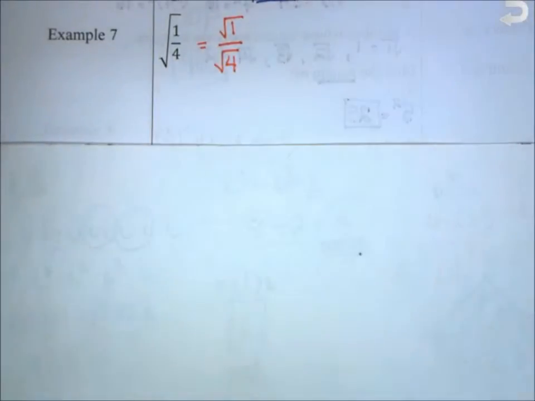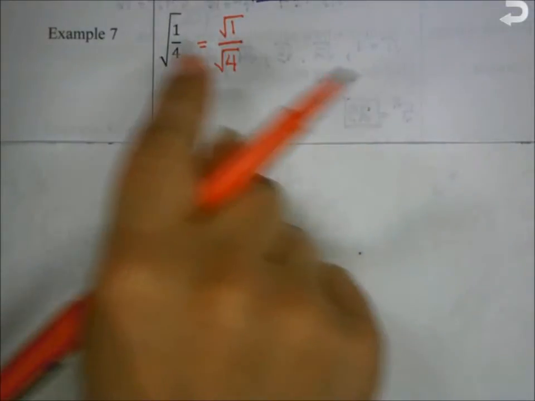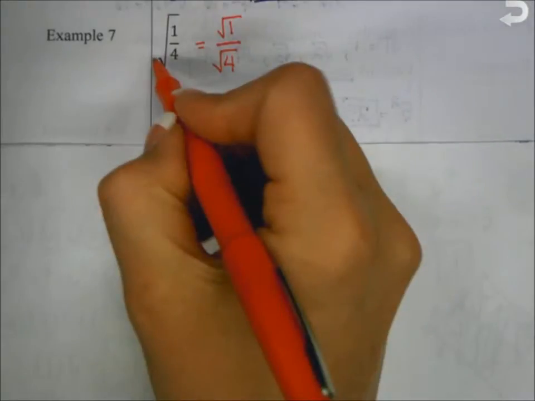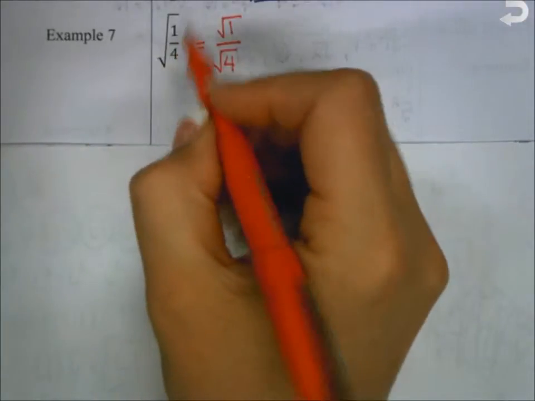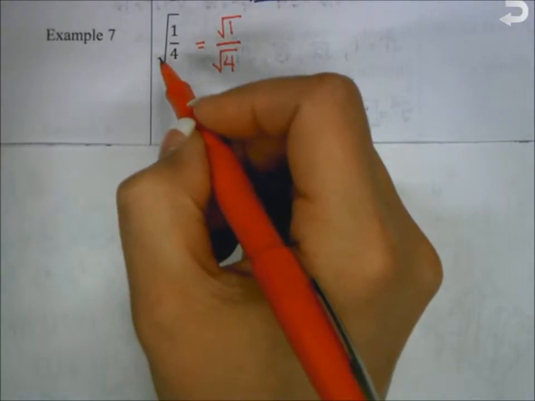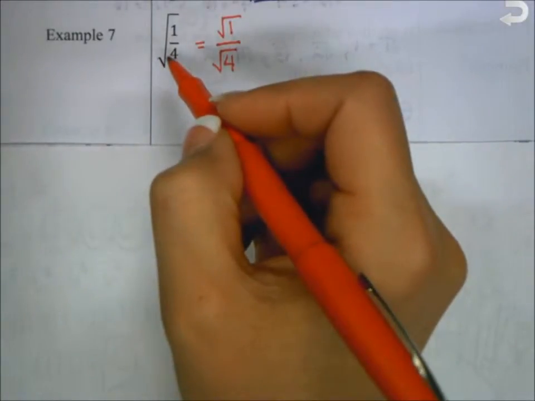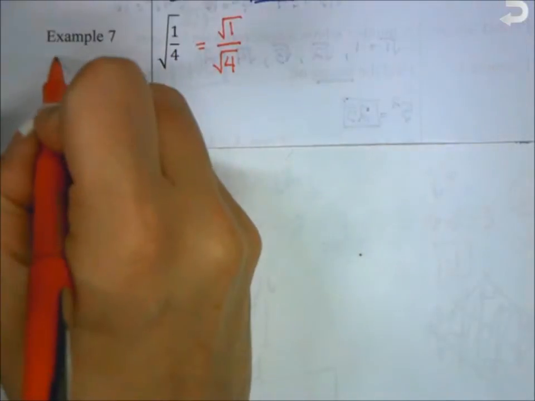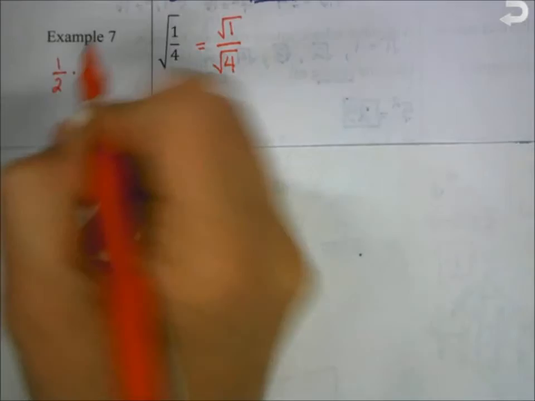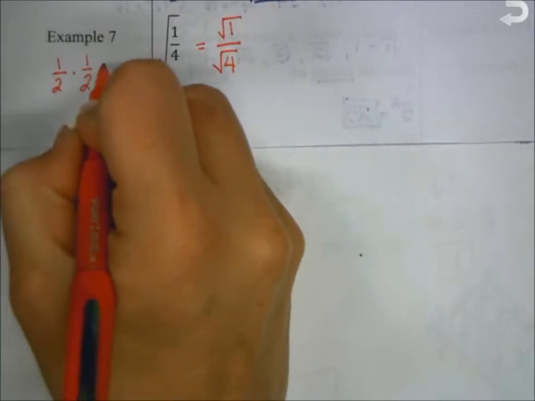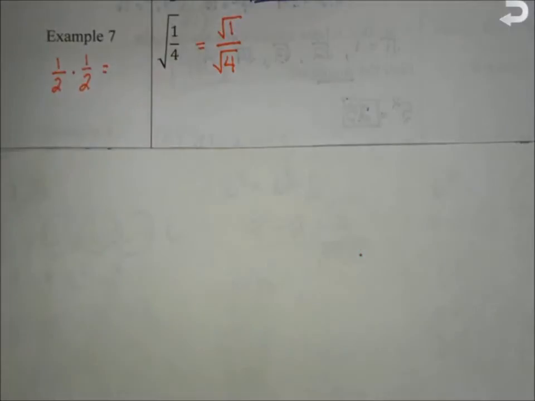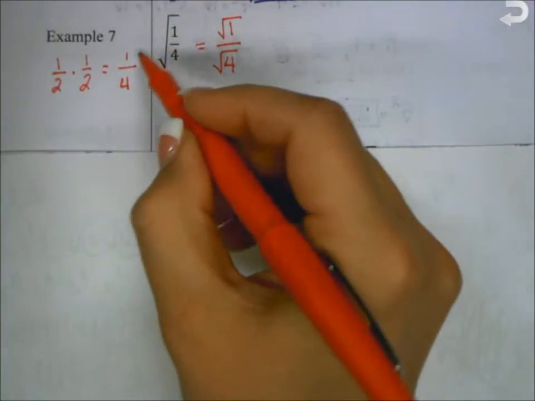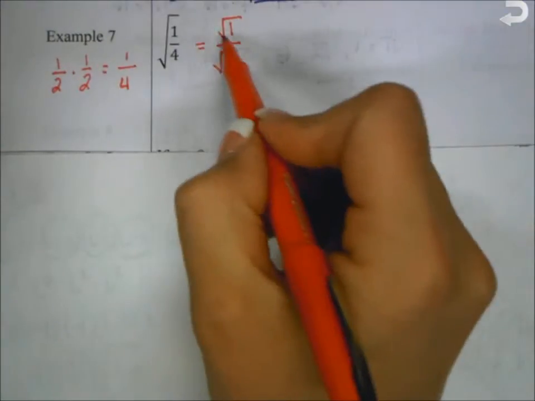Because if we were to take the square root of the whole thing, we're looking for two numbers that multiply to 1/4. Does anybody know what two numbers multiply to 1/4? What's 1/2 times 1/2? 1/4, right? So the square root of 1/4 would be 1/2. But if we break it up, it's just going to make our job a little bit easier. We're still going to get the same answer. So that's why we break it up, so we can take the square root of each one individually.